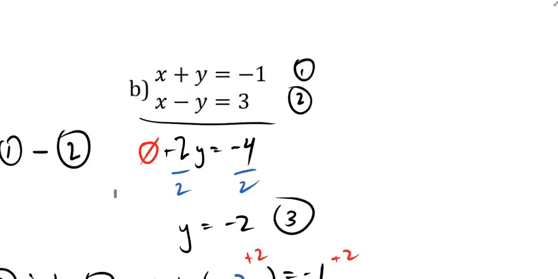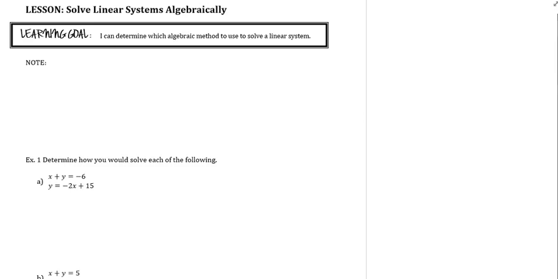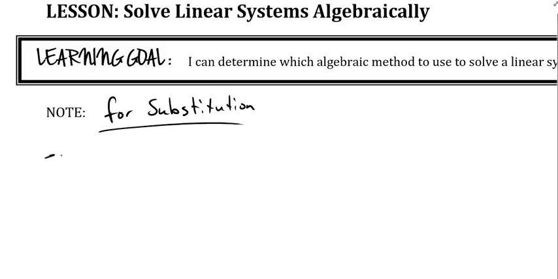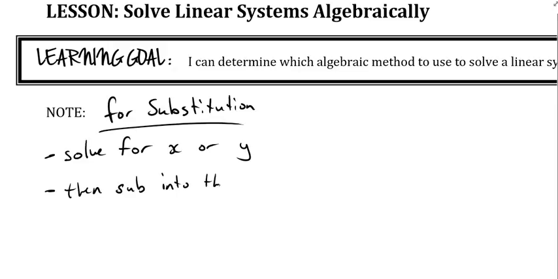For elimination, you have to get the coefficients the same. We're going to practice this over a couple of days, so you don't have to know exactly how to do it yet. Let's make our note. For substitution, you have to solve for x or y in one of the equations. Then sub into the other equation.